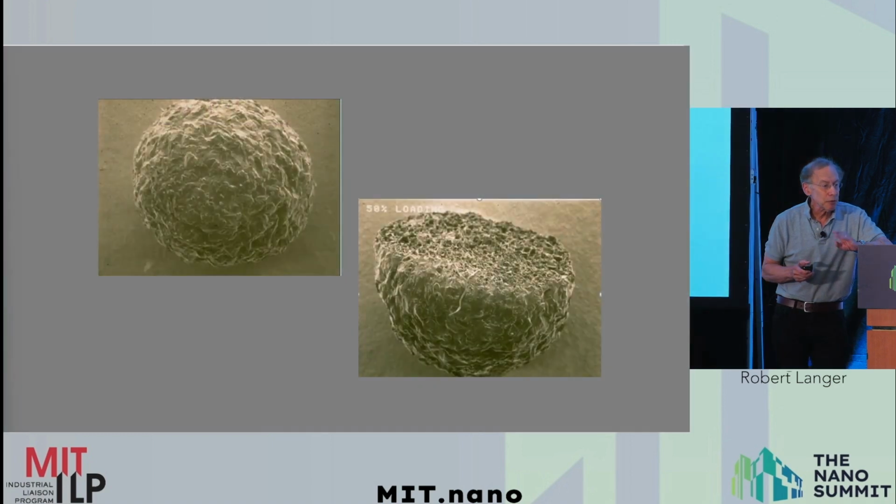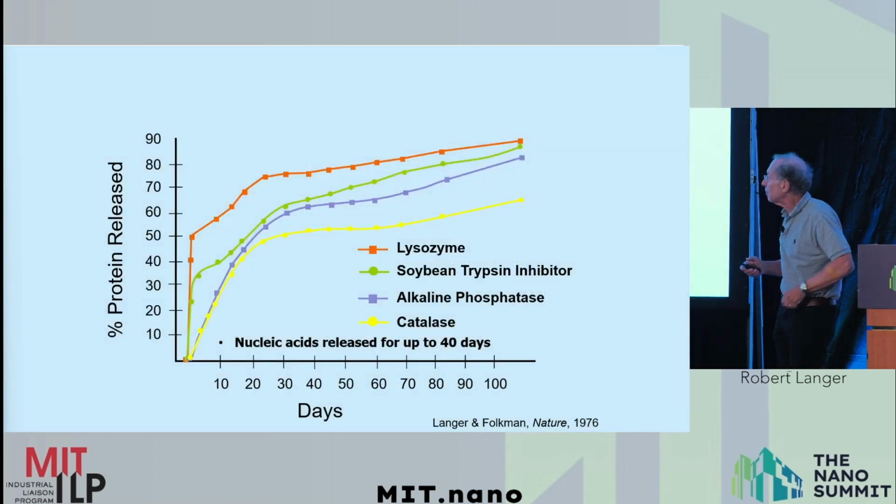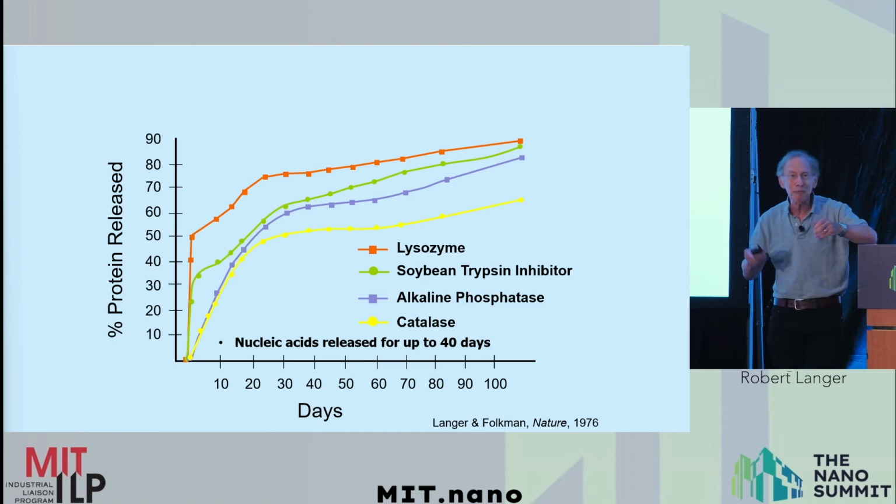But eventually, we were able to make little microparticles, like shown on the left, or nanoparticles, cut in half on the right. And we published in the journal Nature in 1976 for the first time that you could release any large molecules, also the first study that ever showed you could deliver nucleic acids, which would include DNA and RNA. Now, I would like to tell you that people were very excited about it. But in fact, it was kind of the opposite.